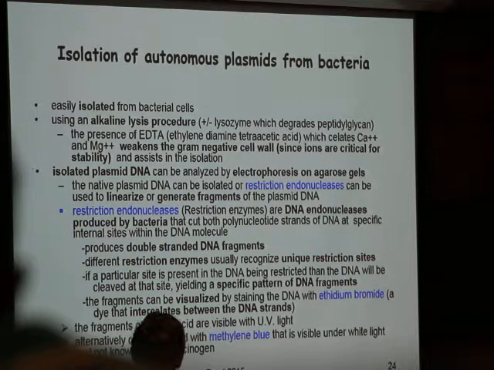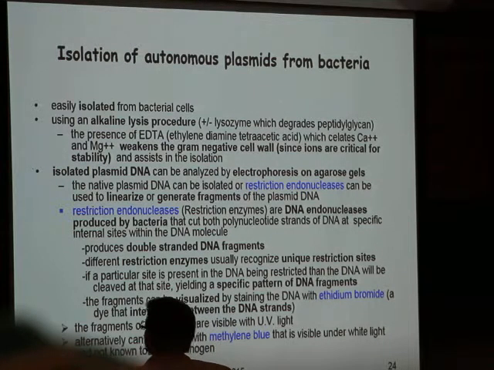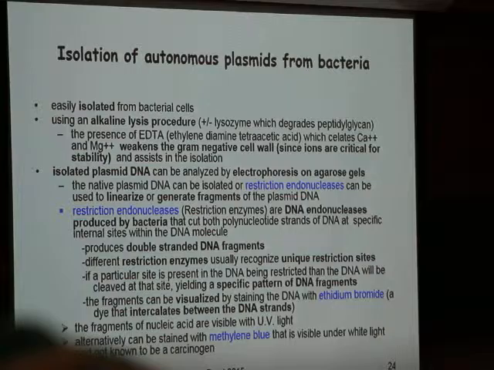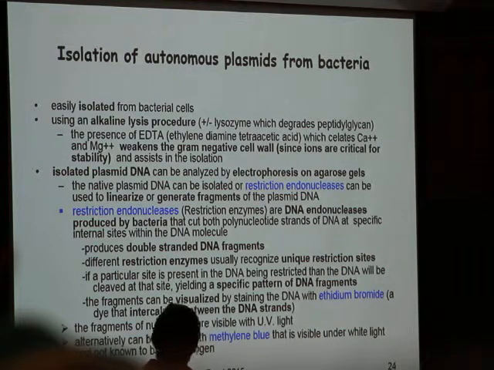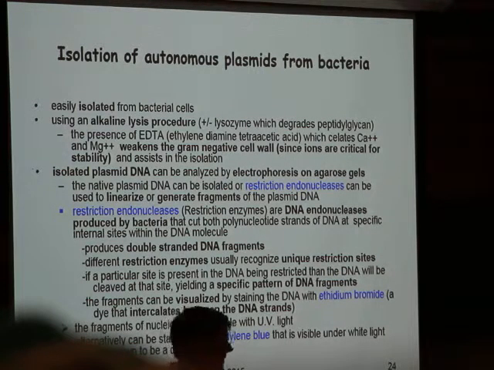Okay, so again, you add EDTA. EDTA is a chelator of divalent cations, and naturally in the cell, the outer membrane of E. coli is stabilized by divalent cations. So you can destabilize the outer membrane, and that assists in the isolation. And once you've isolated the plasmid, you can cut the DNA with restriction endonucleases to generate fragments.